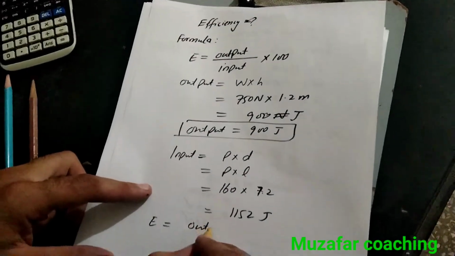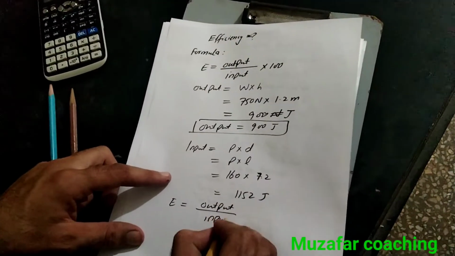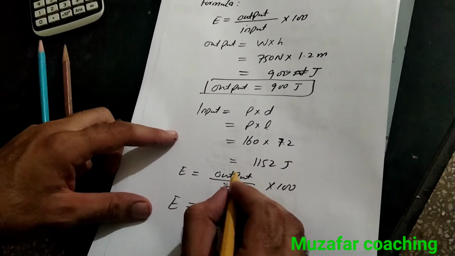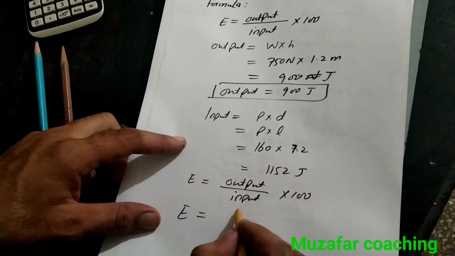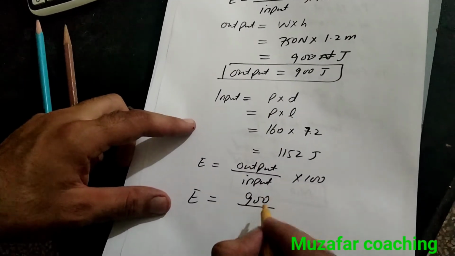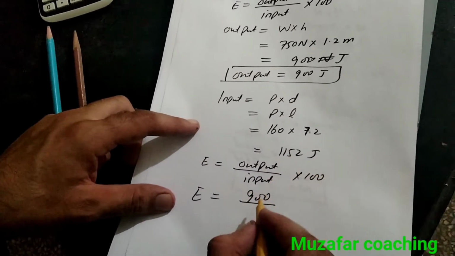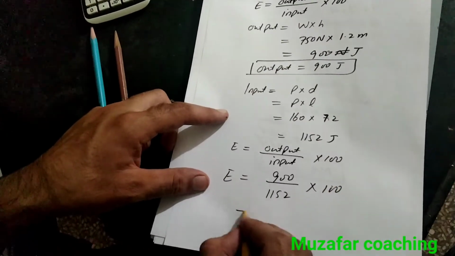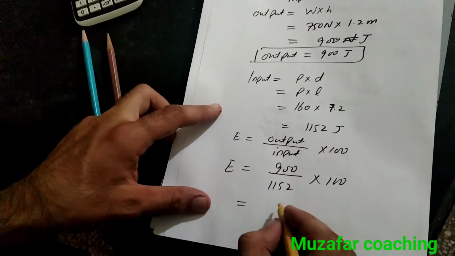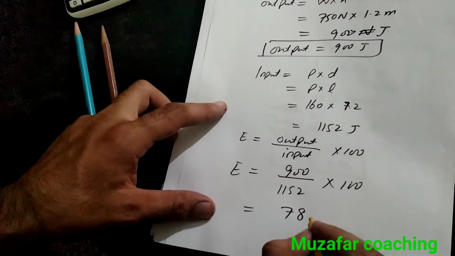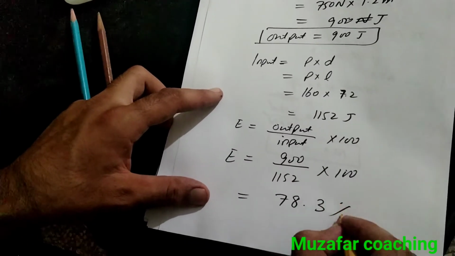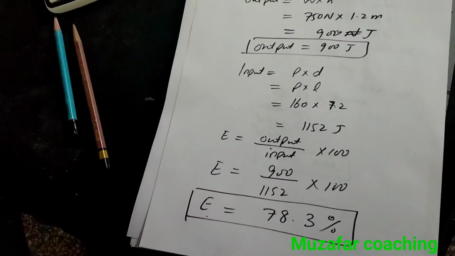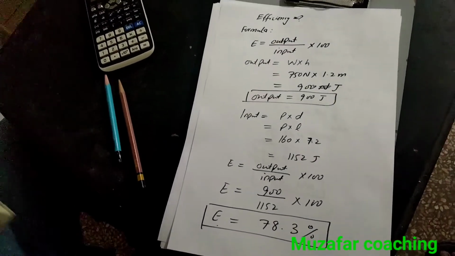Now we will be putting the values in the formula of efficiency, that is output divided by input multiplied by 100. Putting the values, we have output 900, and we already got the answer of input, that is 1152, multiplied by 100. After calculating, we get the answer, that is 78.3%. So this is the first numerical as we did it.